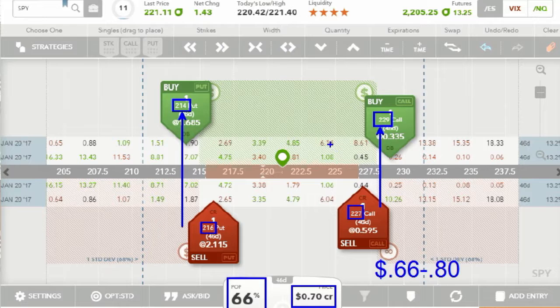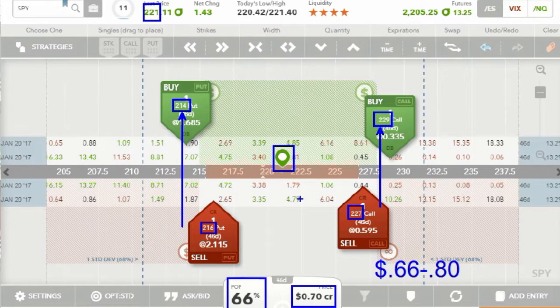And again, visually, what are we looking to do when we set this up? We're looking for our stock price to be as close to centered between our short strikes as possible. So in this case, here's our stock price. You can see it's right in the middle. 227. The stock price is currently roughly 221. So this is about $6 above. 216 is about $6 below. So perfect. It's kind of right in the center. That's what we're looking to do.